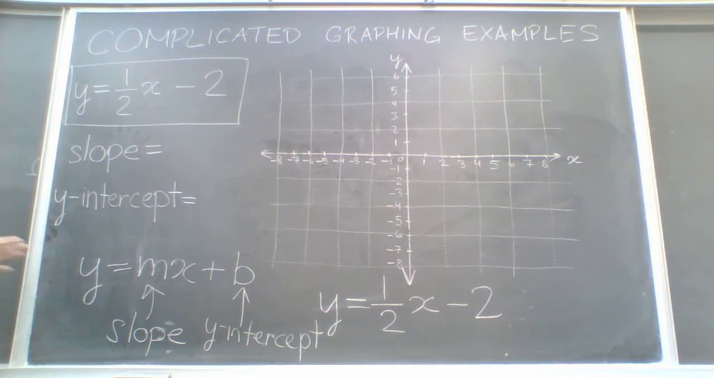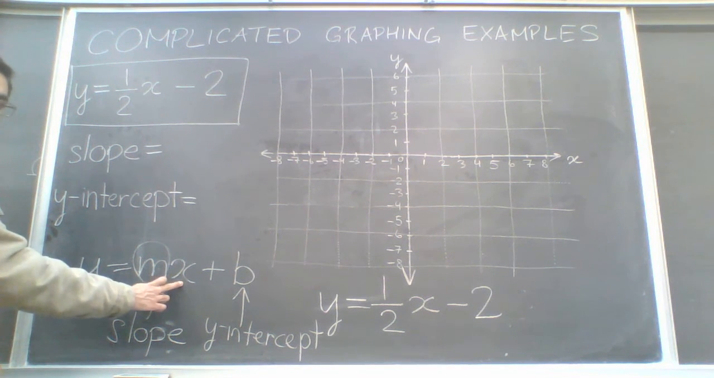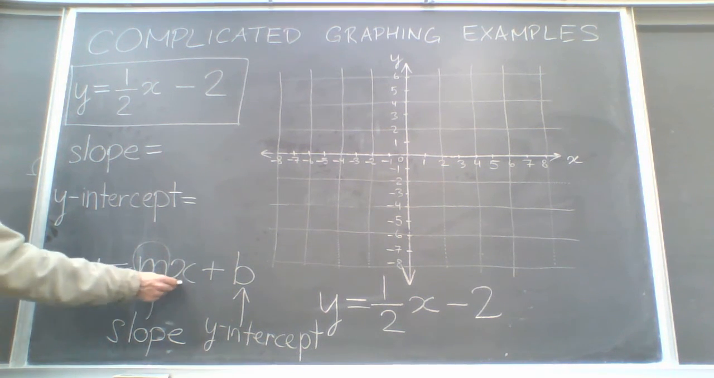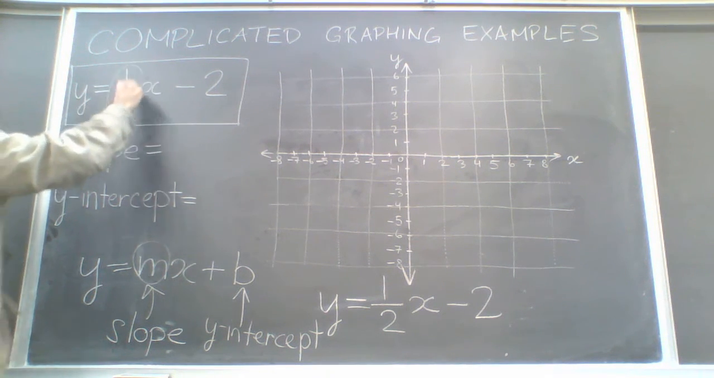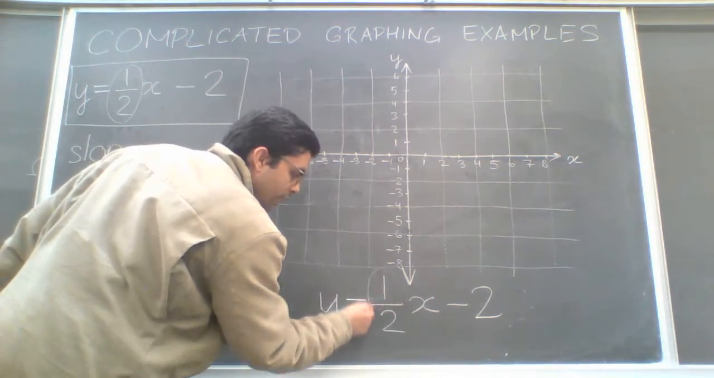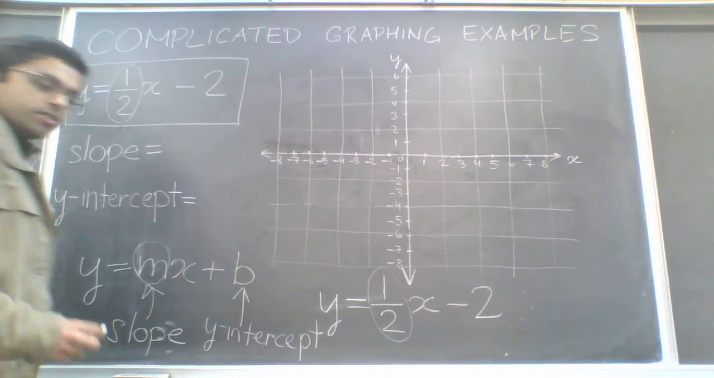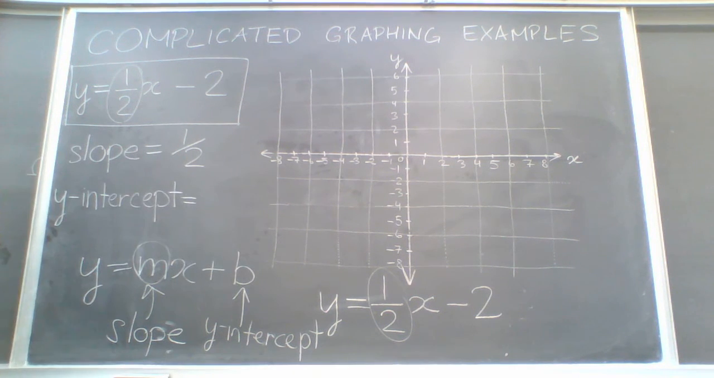So if you have a number that's being multiplied by x, that number is going to be your slope, because down in this equation we've got m being multiplied by x. So if we've got m being multiplied by x down here, and m as the slope, then when we look up here, we've got 1/2 being multiplied by x. So that tells us that our slope is 1/2.